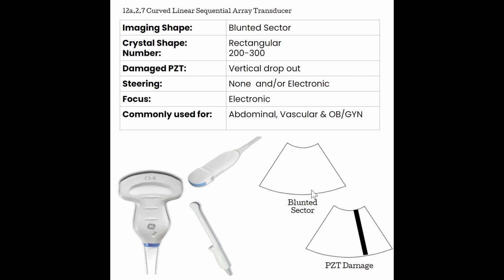We're going to see the same rectangular shaped crystals at the front, 200 to 300 of them. They still produce a vertical dropout if they become damaged. We still have either no steering or electronic steering, like we talked about with that phasing. Focus is still achieved electronically. And because of the very wide footprint and the wide field of view, these are most commonly used for abdominal, vascular, and OBGYN work.